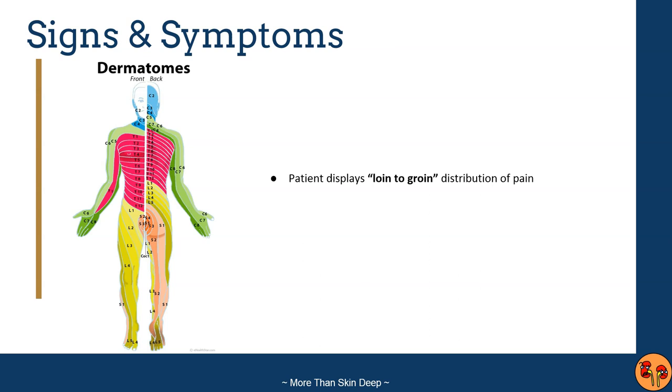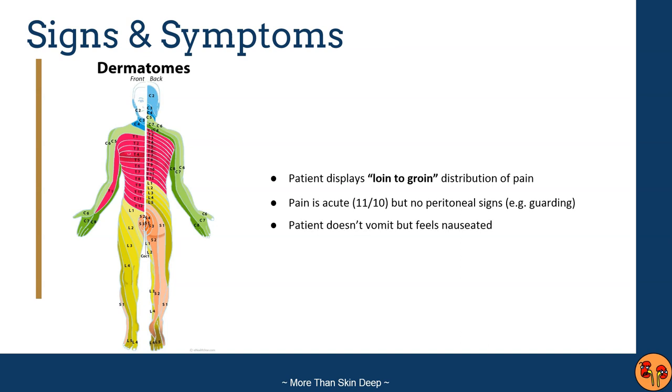Secondly, the patient reported the pain to be very acute, rating the pain as 11 out of 10, with 10 being the worst. More interestingly, the patient had no peritoneal signs upon examination, such as guarding. This is because the kidneys are a retroperitoneal structure, hence when they are inflamed, the pain is visceral first, rather than parietal. Lastly, the patient doesn't vomit but feels nauseated.